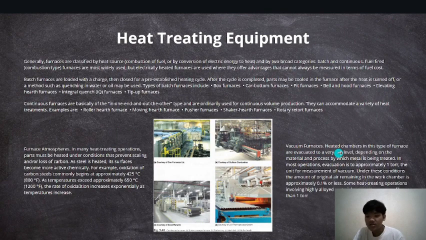Vacuum furnace. Heat chambers in this type of furnace are evacuated to a very low level, depending on the material and process by which the metal is being treated. In most operations, evacuation is to approximately 1/3 pascal, the unit for the measurement of vacuum.